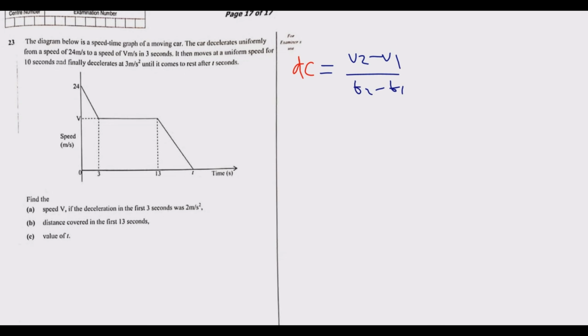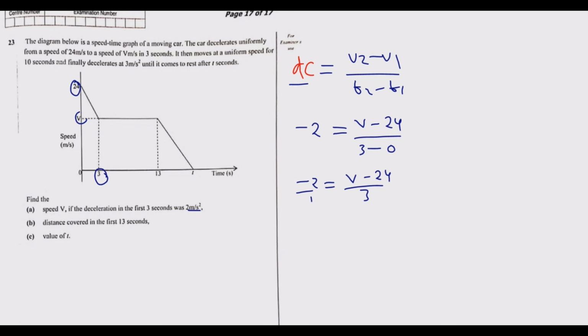So in this case, the deceleration is 2 meters per second square, but it's negative, remember, since it's deceleration, and it is equal to the initial one is 24, the final one is v, we're looking for v, minus 24 over the final time, which is 3 seconds, minus the initial, which is 0. So we have negative 2 is equal to v minus 24 over 3. Then this is over 1.